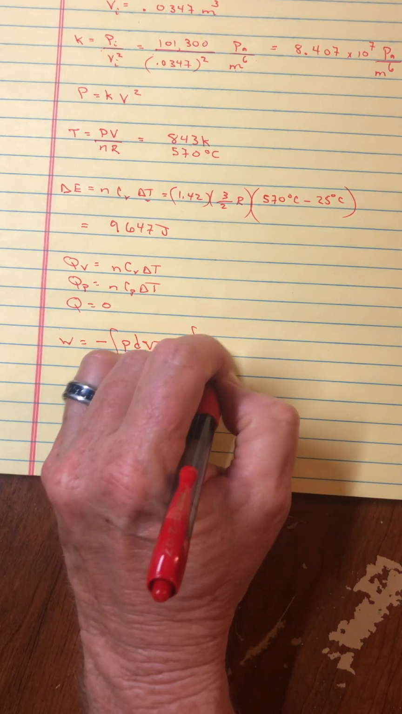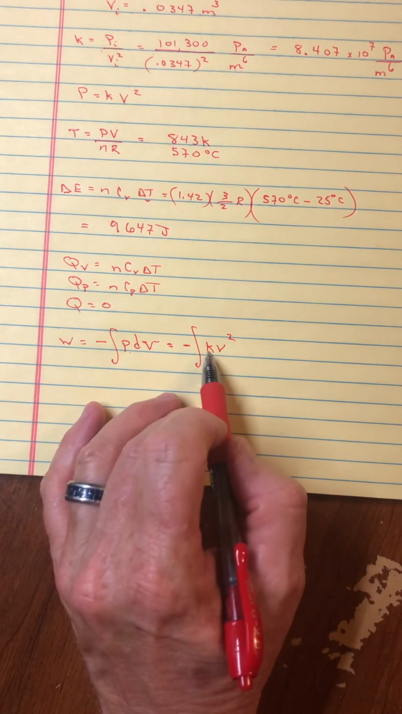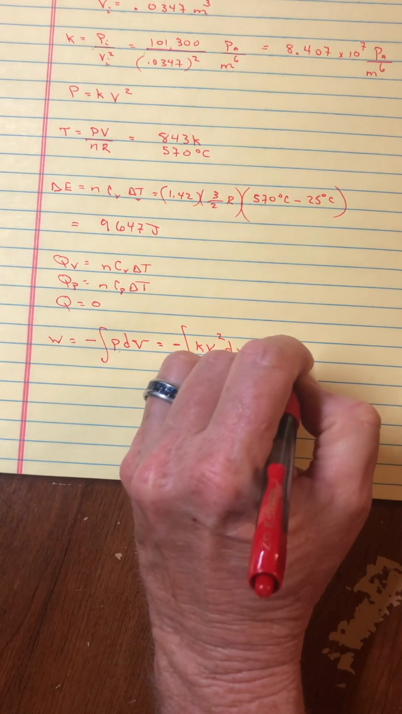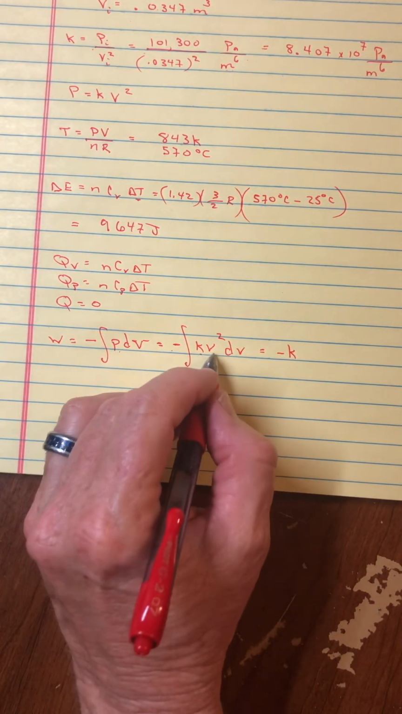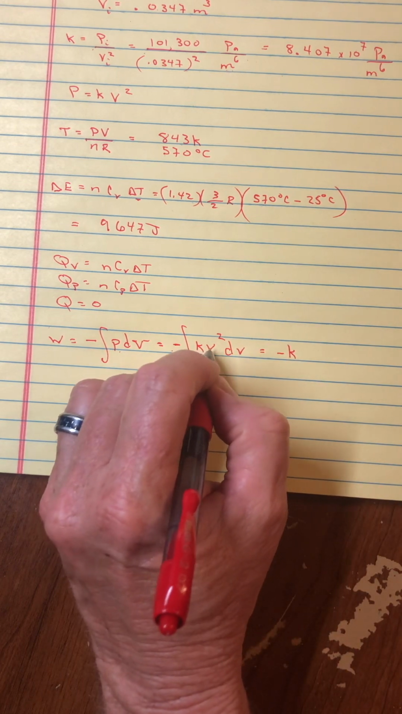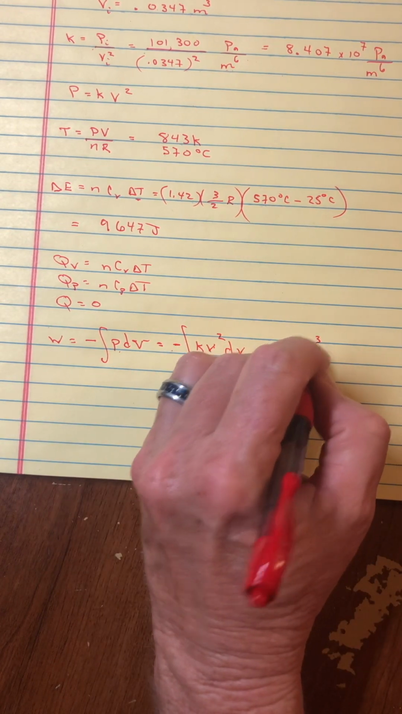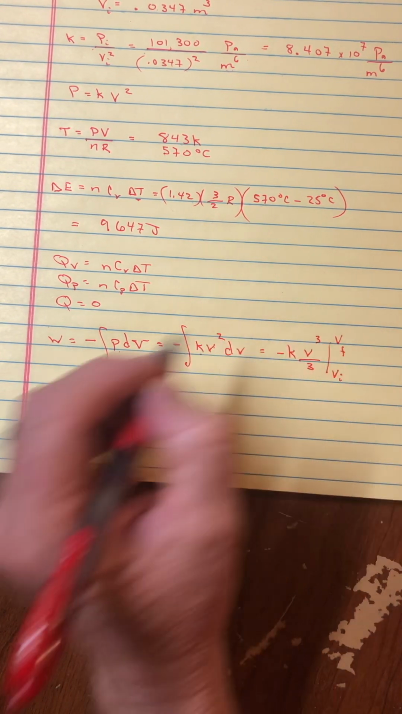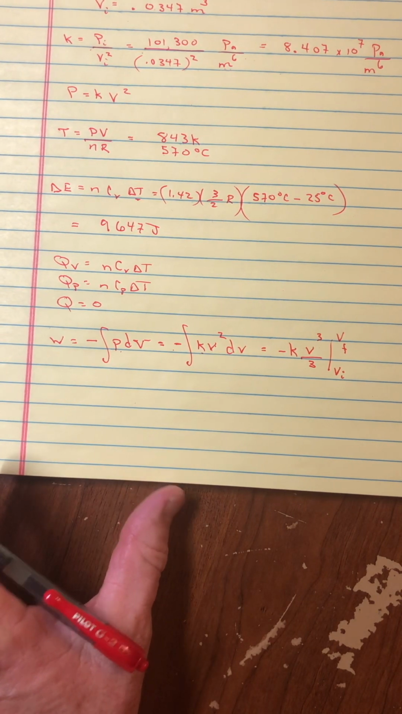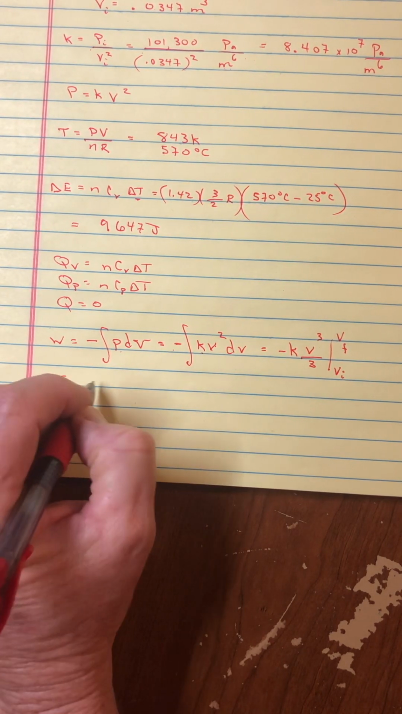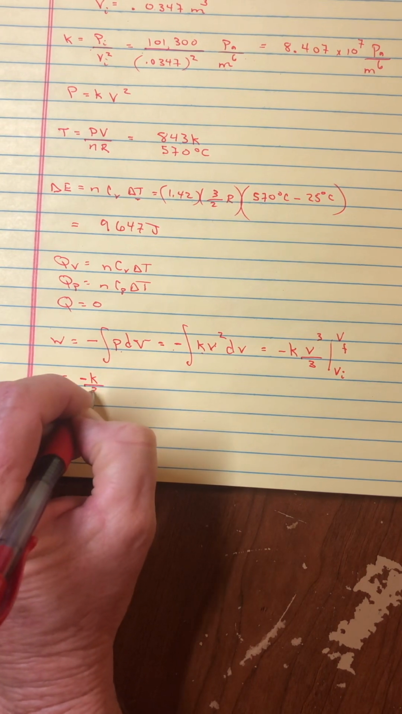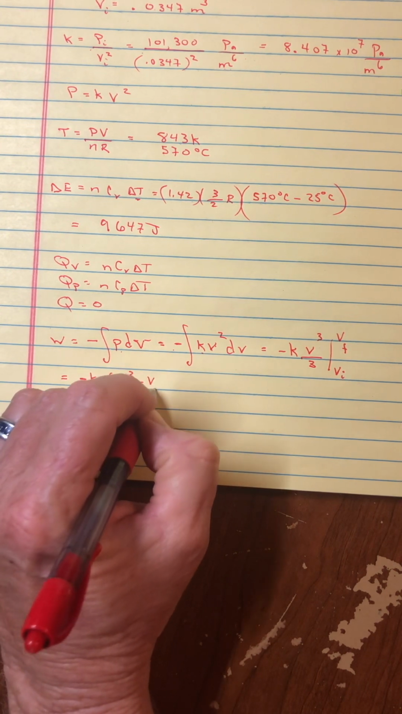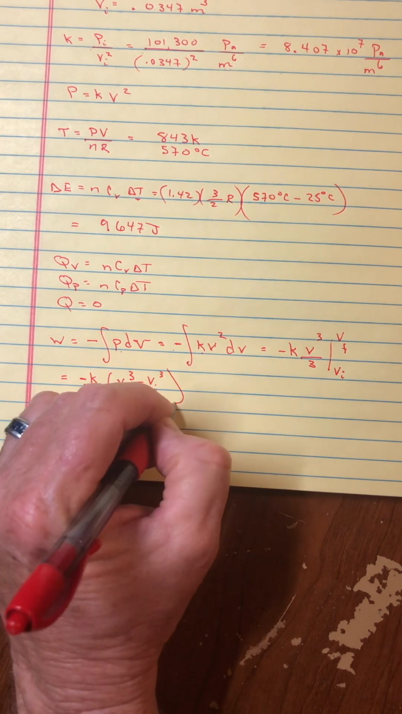So I'll replace pressure with K times volume squared dV, and then that way, taking out the K, I'll have an integral of just volume squared, which makes volume cubed over 3. And I can now evaluate it from the initial volume to the final volume. And so this is going to be a minus K over 3, and then the final volume cubed minus the initial volume cubed.